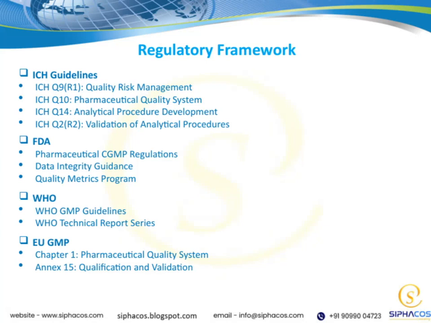Let's take a closer look at the regulatory framework guiding our work. We rely on key ICH guidelines, like Q9 on quality risk management, Q10 covering the pharmaceutical quality system, Q14 for analytical procedure development, and Q2 on validating those procedures. Then, there's the FDA, with its CGMP regulations, data integrity guidance, and quality metrics program. We also follow WHO's GMP guidelines and technical reports, alongside the EU GMP standards, including their pharmaceutical quality system and annexes on qualification and validation. These form the backbone of our quality approach.